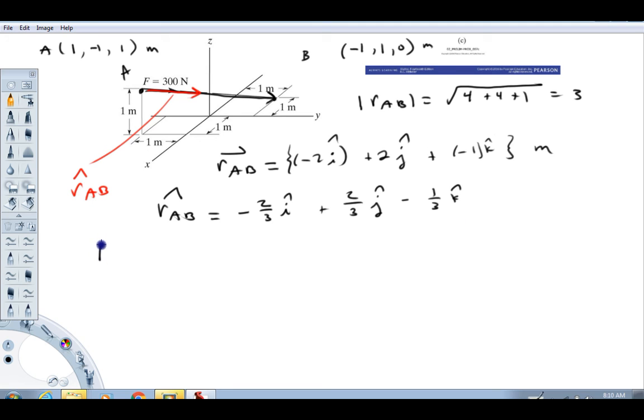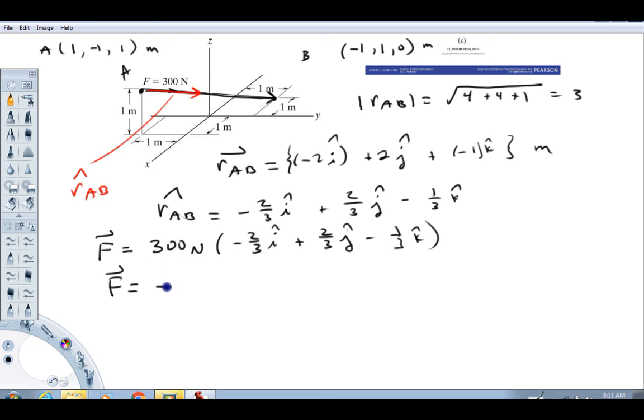So now what we can do is take our force vector, and it's equal to 300 newtons, and it's in this direction. So I'll just multiply it by minus 2/3 i plus 2/3 j minus 1/3 k. And again, all we've done now is given it a direction. This doesn't have any units, and it's of length 1. That's why we can do this multiplication without problem. We're not changing anything.